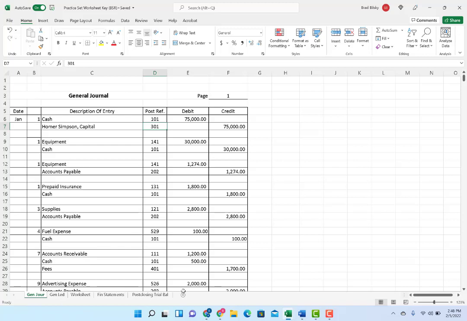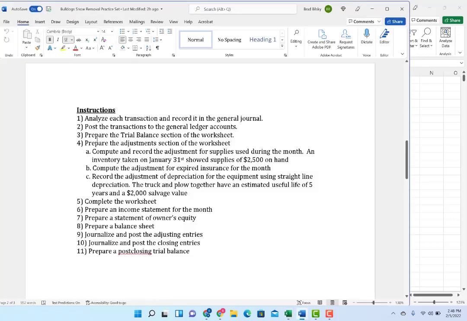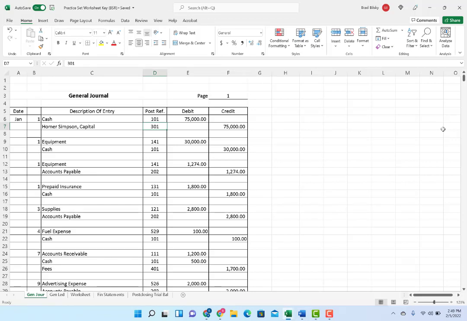Now, once we're done posting everything to the general ledger, then we're moving on to step 3, preparing the trial balance section of the worksheet. And the trial balance is basically kind of a check on our work to make sure that we did everything correctly. So we want to see that all of our debits and credits equal. Remember, for each transaction, the debits and credits have to equal. So overall, for all the transactions, debits and credits should be equal.